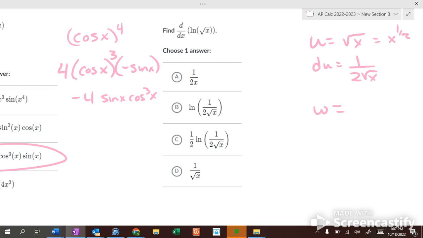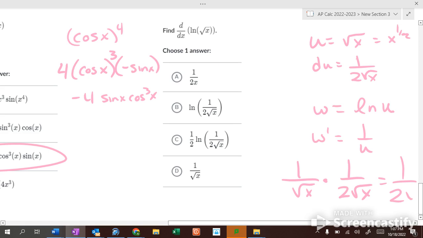What is w? It's the ln of u, right? So what's the first derivative of w? 1/u. So the answer is 1/u, which is 1 over the square root of x, times du, 1 over 2 square root of x. What's square root of x times square root of x? x. So 1 over 2x.